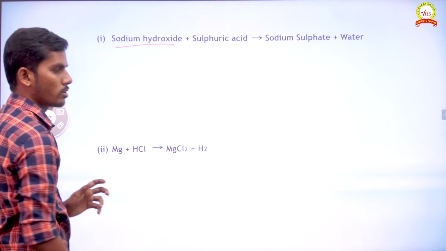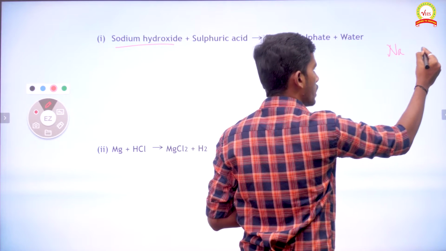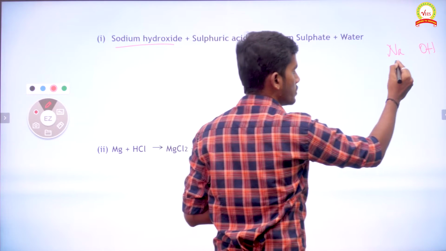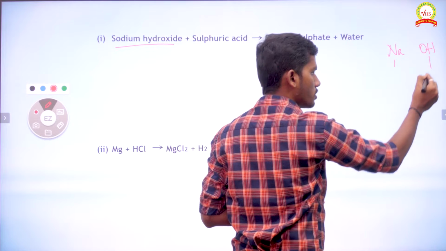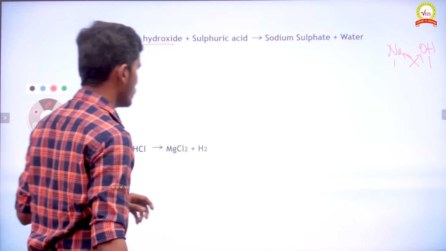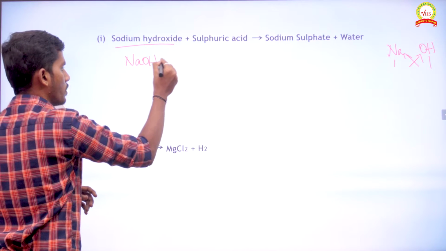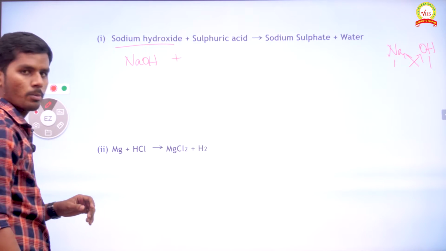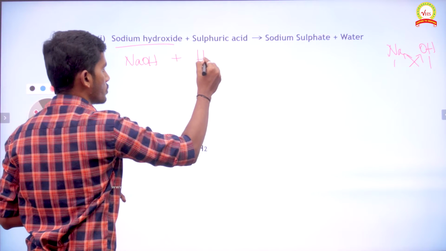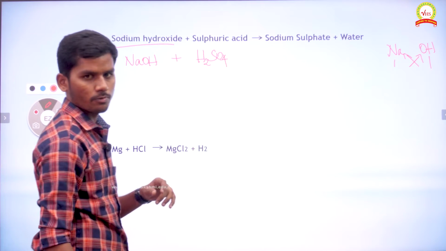Sodium hydroxide. I will just do it here. Sodium symbol Na, hydroxide symbol is OH. Okay, and sodium valency, you know, is 1 and hydroxide valency is also 1. So if you use the swap method, it will form NaOH plus sulfuric acid. What is the formula of sulfuric acid? Right, H2SO4. Don't get confused between hydrochloric acid and sulfuric acid.